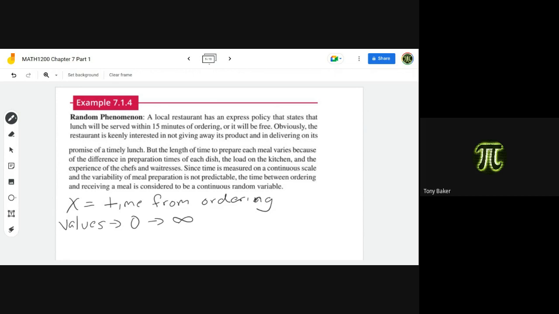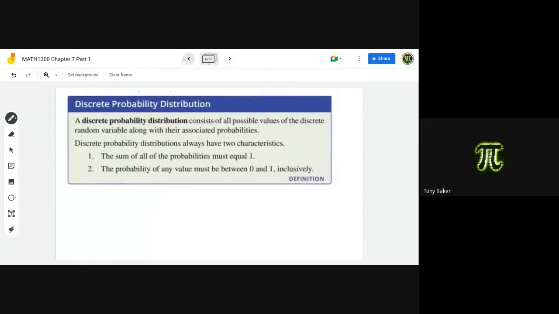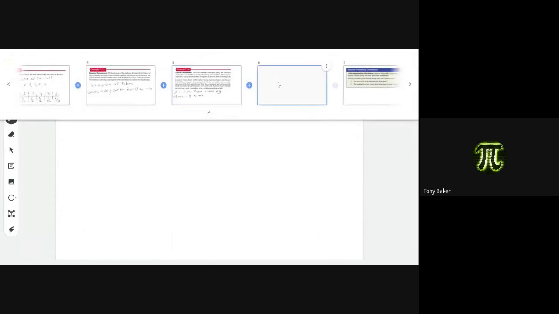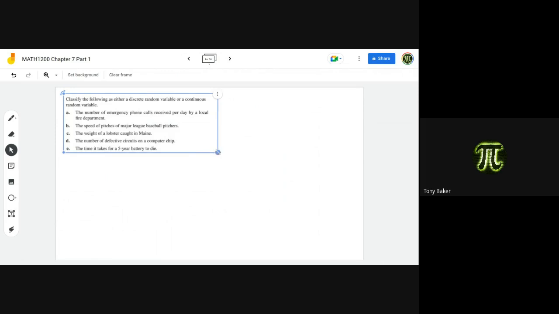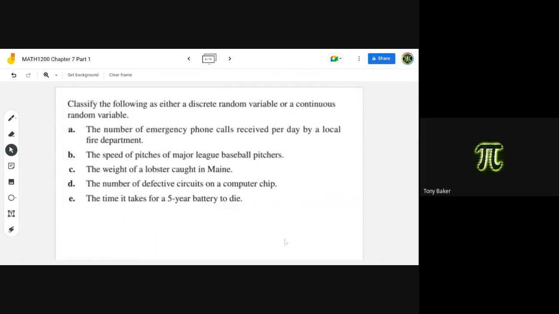All right. Let's look at a couple of ones real quick and just do a little more on discrete or continuous before I jump into calculations about discretes. A, the number of emergency phone calls received per day by fire departments. Discrete or continuous? Why? Because you can't have half a call.